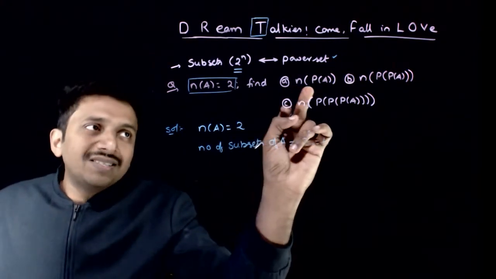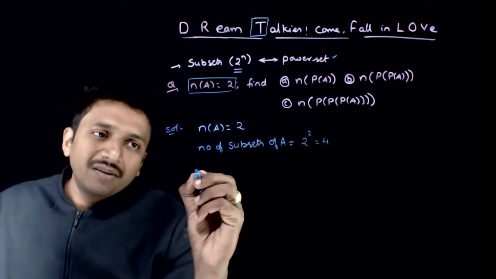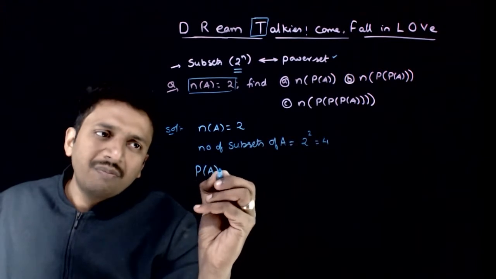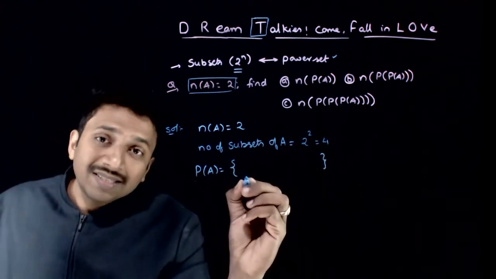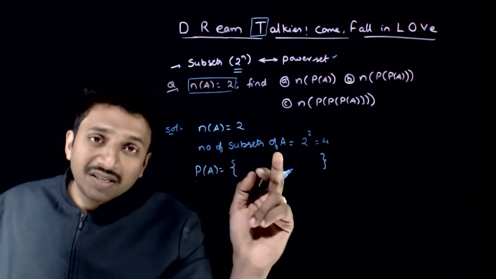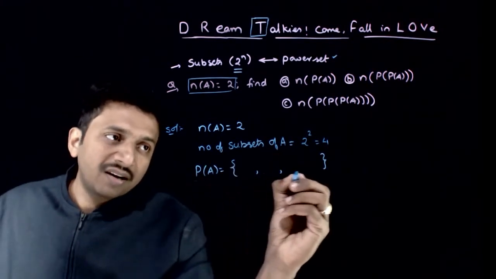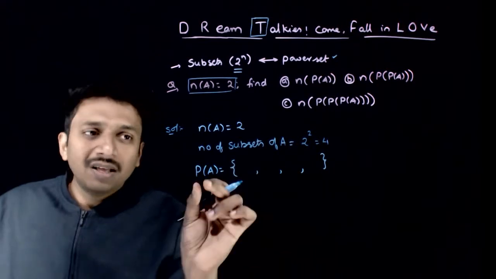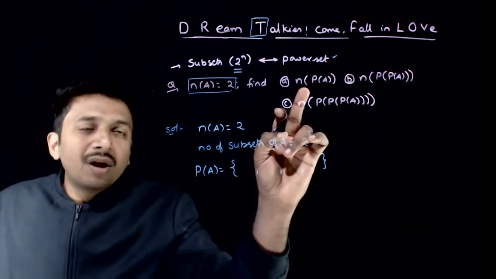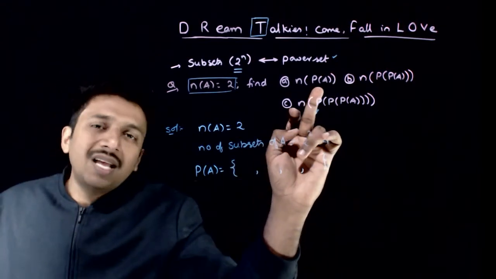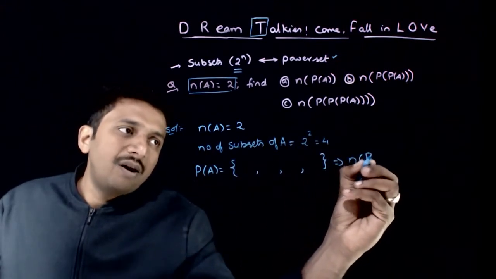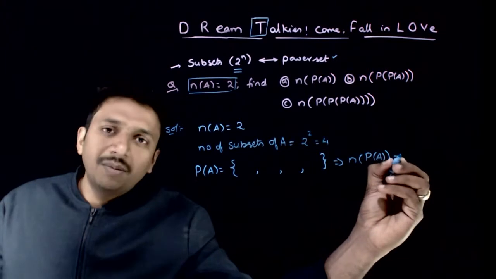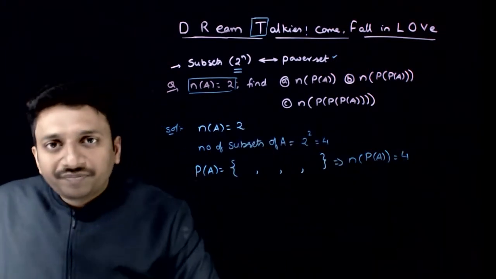Now what is the number of elements in P of A? So what is P of A? Power set of A is nothing but the set containing all the subsets. And how many subsets does A have? 4. So there are 4 elements in the power set. So the number of elements in the power set is nothing but the number of subsets of A, which is 4.